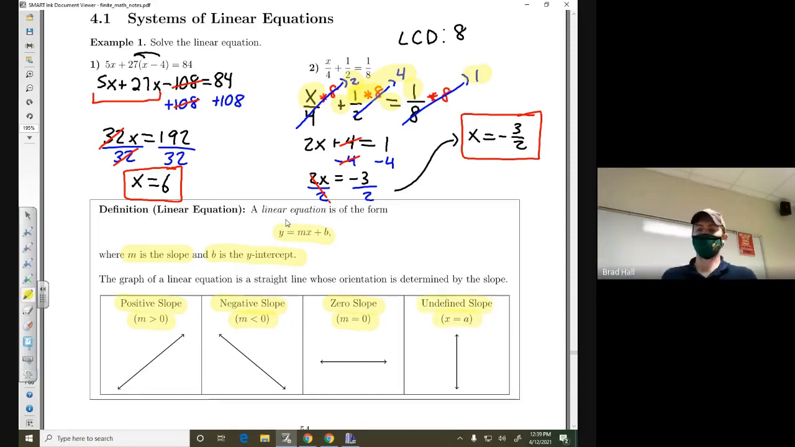And an undefined slope, notice there's not even an m. There's no m here. It's just x is equal to a. There's no m because, well, we can't define m. So m doesn't make sense here. Instead, we just say x is equal to some number. And that represents a vertical line. So these are the 4 different situations. There'll be a few homework questions that ask you to make some observations based off of your slope and graphs, and what have you.